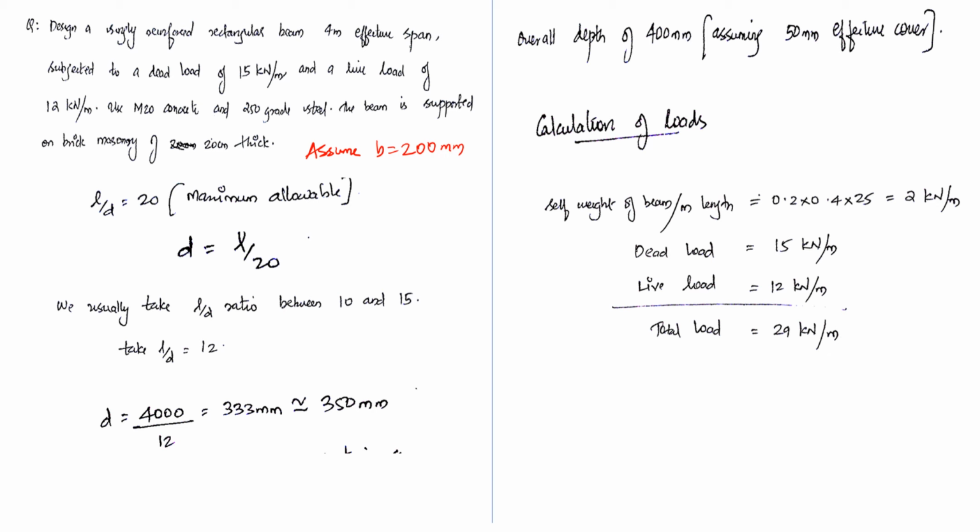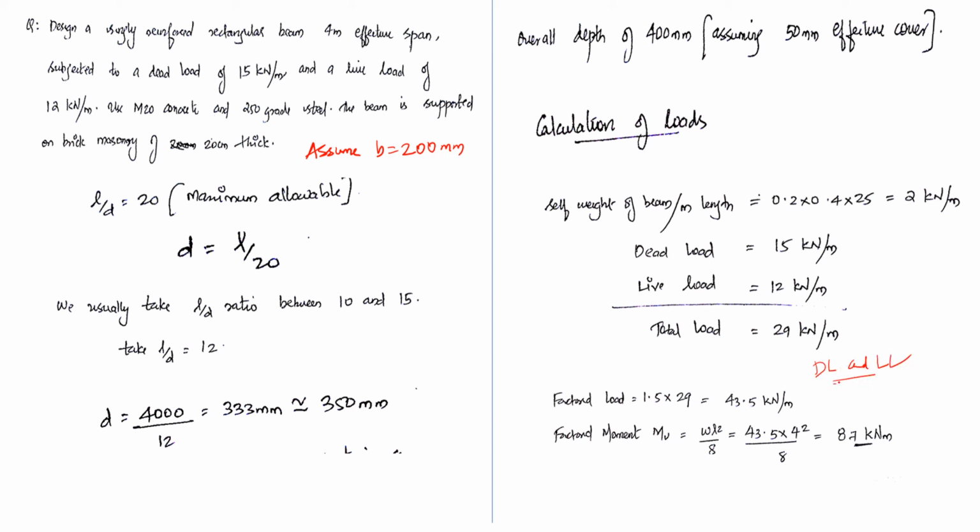So in order to design it, we need to find the factored load. For the factored load we are considering the dead load and live load, with a factor of safety of 1.5. So we get the factored load as 1.5 into 29, that is 43.5 kN per meter, which means the factored moment, that is the maximum moment acting, WL square by 8, that is 43.5 into 4 square divided by 8, you will get it as 87 kN meter.